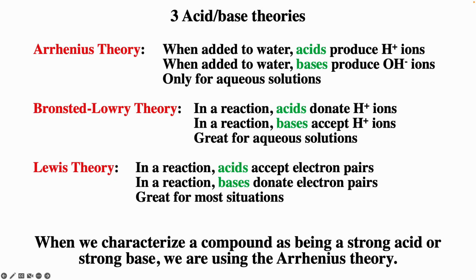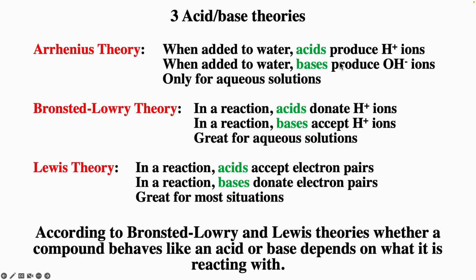There are three common acid-base theories: Arrhenius theory, Bronsted-Lowry theory, and Lewis theory. When we're characterizing something as being a strong acid or strong base, we're using Arrhenius theory. If you add it to water and it produces hydrogen ions, it's an acid. If you add it to water and it produces hydroxide, it's a base.